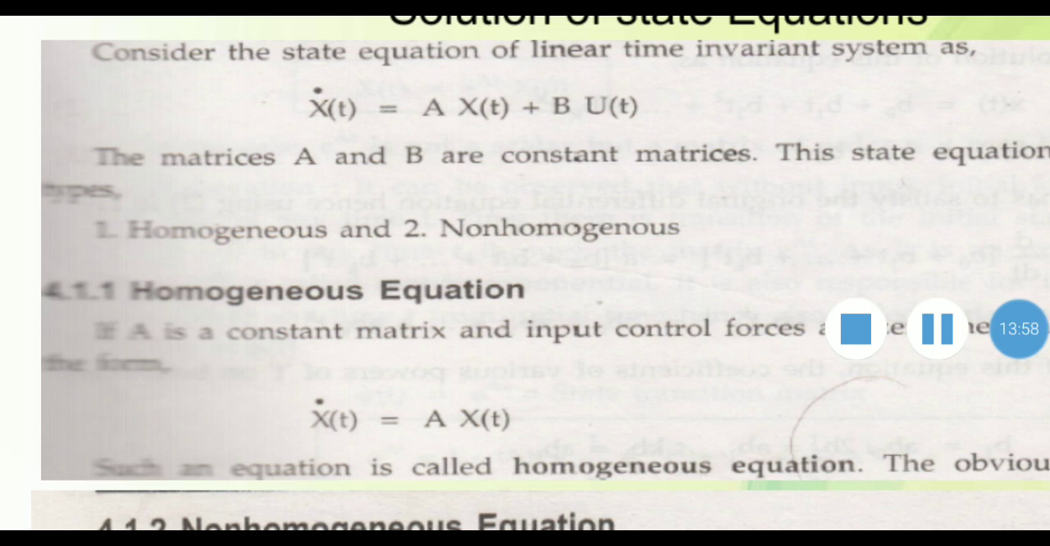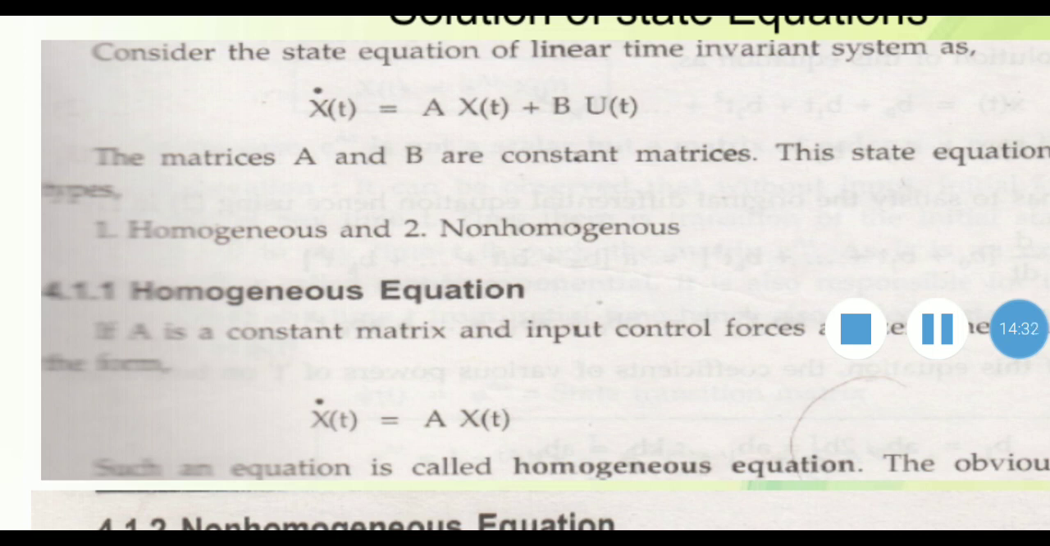For example, we will consider a series RC circuit where the capacitor is initially charged to V volts. Whatever is the current is taken as output. There is a need to remember that there is no input control force, that is, external voltage applied to the system is not there.